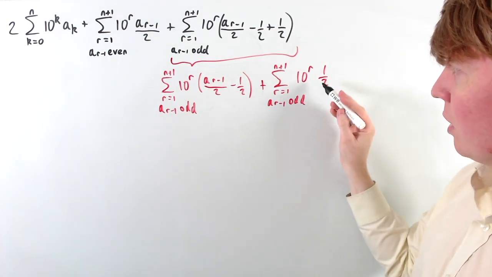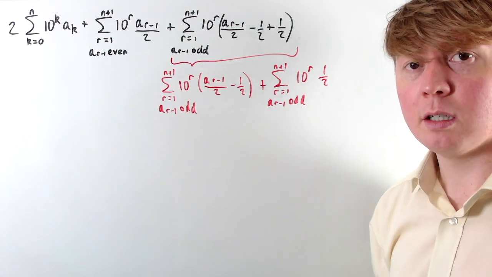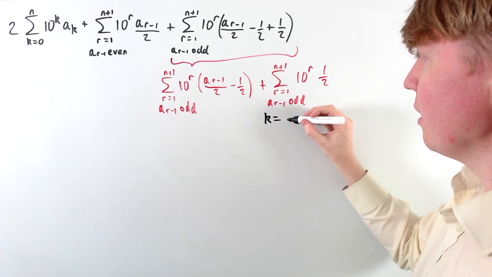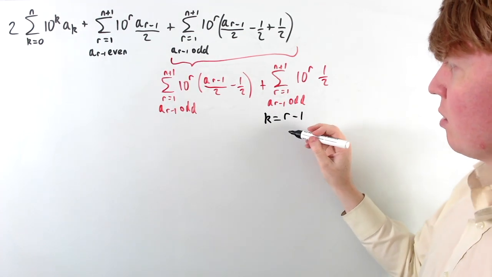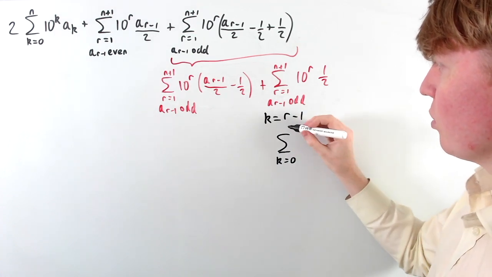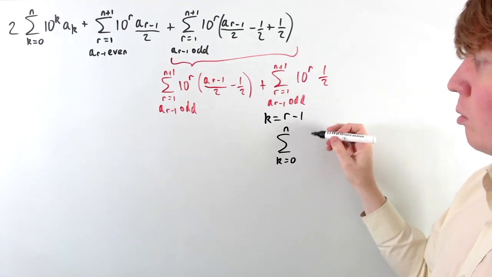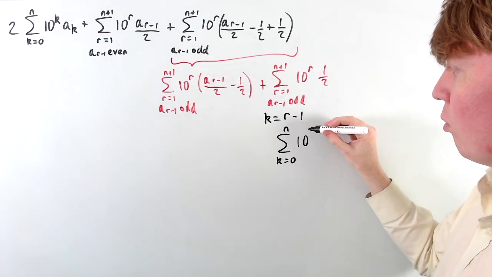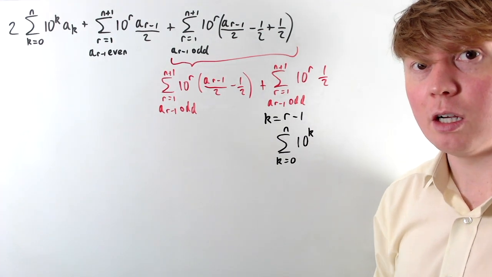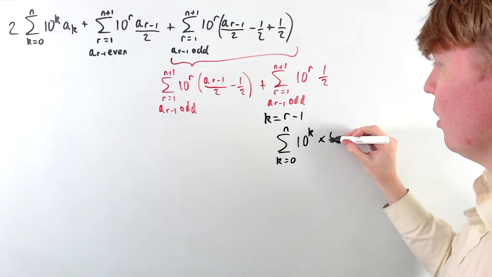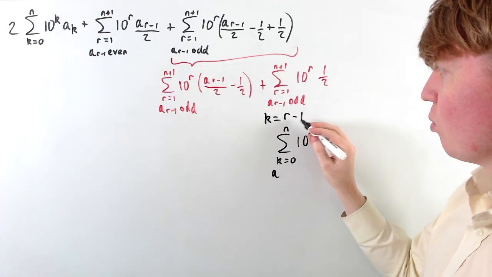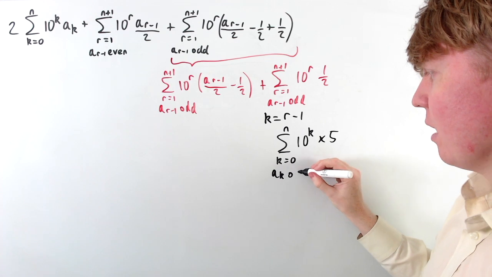And for this remaining sum here, we're actually going to re-index this so that we go back to our original variable k. So if we introduce again now k is equal to r minus 1, then this whole sum here becomes the sum going from k equals 0 up to n of 10 to the r, which is 10 to the k plus 1. So we'll write this as 10 to the k multiplied by another 10, but then we've also got multiplied by a half. So this is just being multiplied by 5 here, and we're still summing over where ar minus 1 is odd, so r minus 1 is k, so this is ak is odd here.